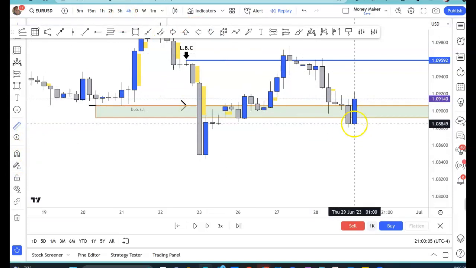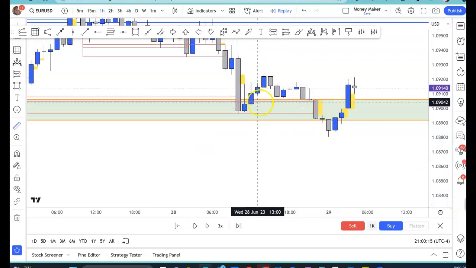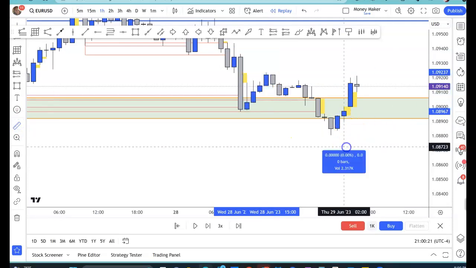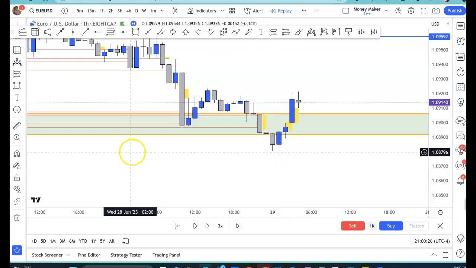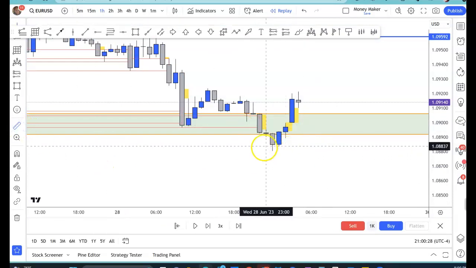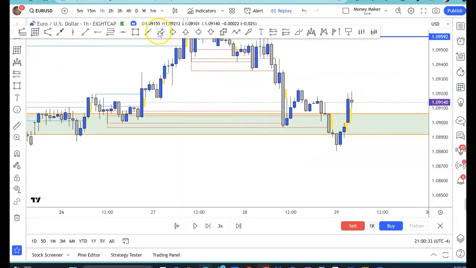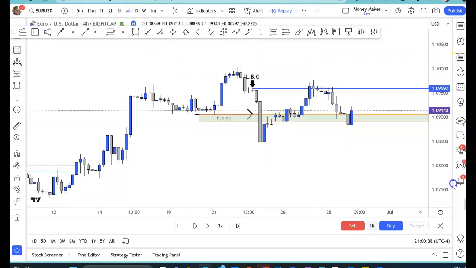But had you taken this trade, you could have gotten about, so let's start from this box. From here to here, that's 26 pips, okay? And had you waited a little bit until maybe you got confirmation, like price action or something like that, from this candle up, 36 pips, not bad. So that's how you trade this red box on the 4-hour.